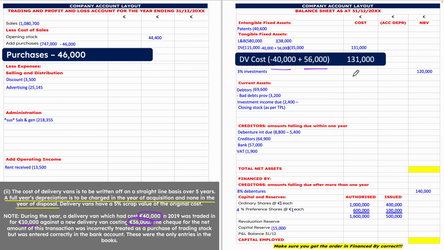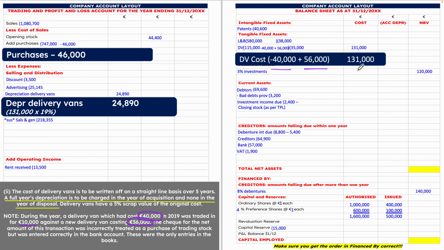So we're not going to be charging any depreciation on the 40,000 that's been sold, but we will charge a full year on the 56. So we're going to use that 131 figure. 131 multiplied by 19% is 24,890. So 24,890 is the depreciation on delivery vans amount.